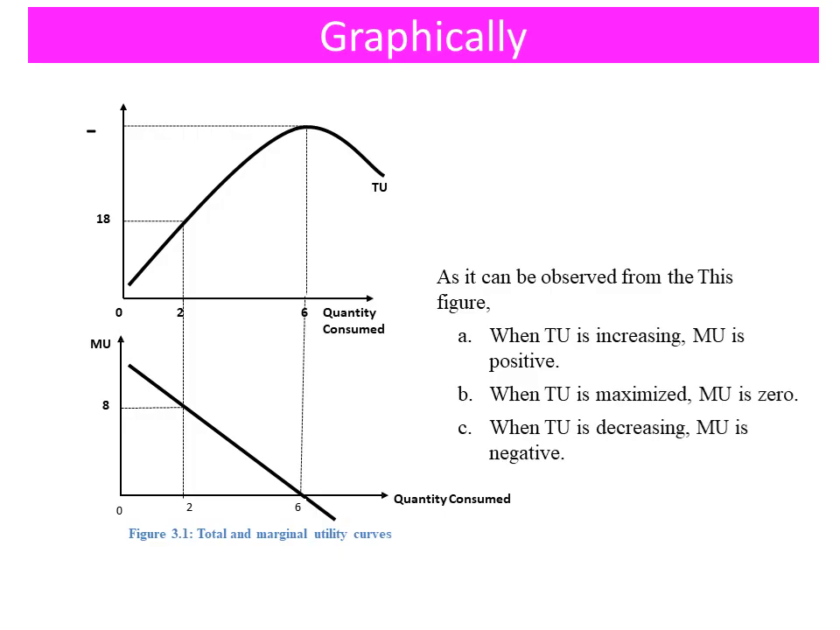As can be observed from this figure, when total utility is increasing, marginal utility is positive. When total utility is maximum, that means it reaches the saturation point, marginal utility is zero. When total utility decreases, marginal utility is negative. When the bread you eat is decreasing your satisfaction, you don't want to eat more, and marginal utility becomes negative. This is the time when you are vomiting if you eat more than this. Is that clear?